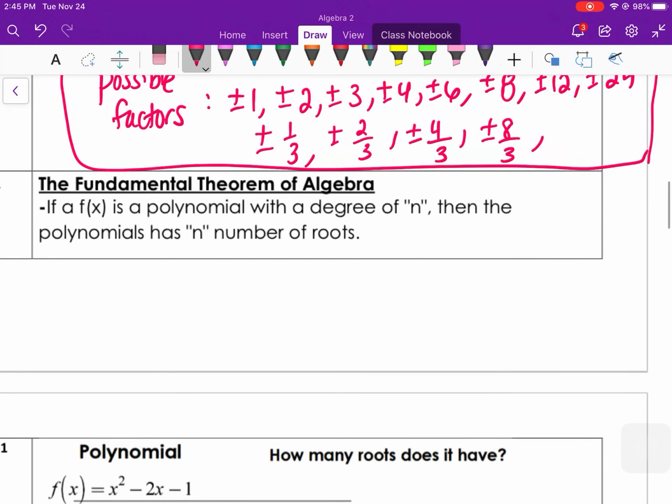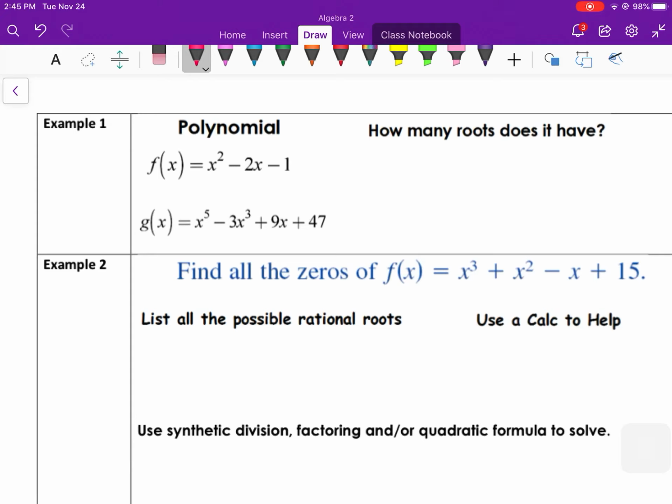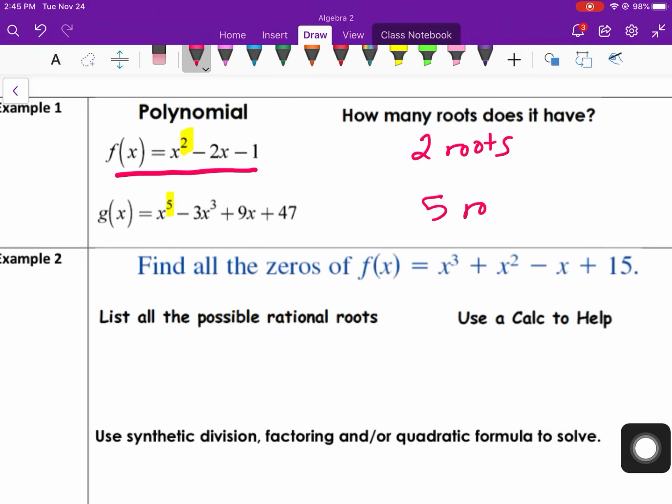So the fundamental theorem of algebra, and we've talked about this before, just not as formally, says that if f of x is a polynomial with degree n, then the polynomial has n roots. So here we have a quadratic trinomial. It's a degree of 2, which means it would have 2 roots or 2 solutions. So the degree, the highest exponent: if it's nth degree, it has n roots. The next one is a 5th degree polynomial, so 5th degree means that it would have 5 roots.